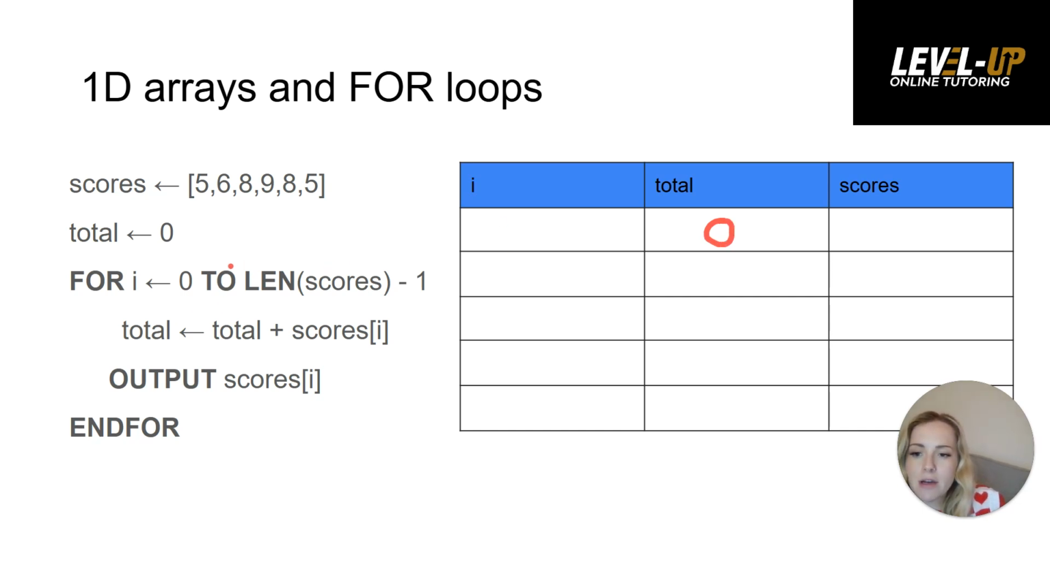For I 0, so we're starting at 0. Okay, so I'm going to put 0 here. And remember, we're stopping at 5. Total is given the value of total plus scores I. So there's nothing in total at the moment, and I is given the value of 0. So we are looking at this position here. So it is 5.